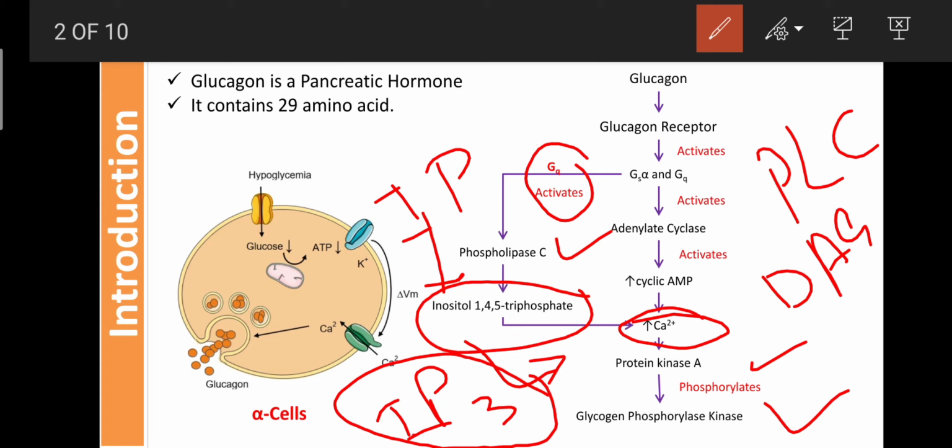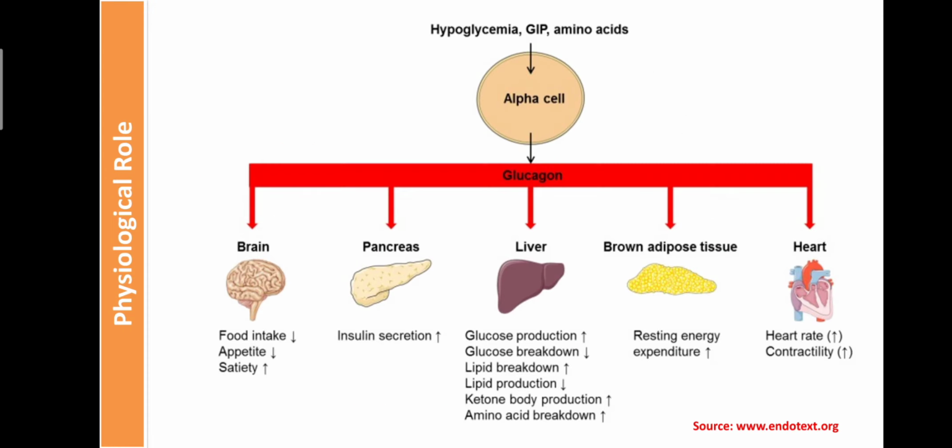Like that, glucagon plays an important role in the regulation of blood sugar level by inhibiting the formation of glycogen or by enhancing the formation of glucose from glycogen. Like that, it can be helpful for the treatment of severe hypoglycemic conditions. Okay, so next one, regarding the pharmacological profiles.